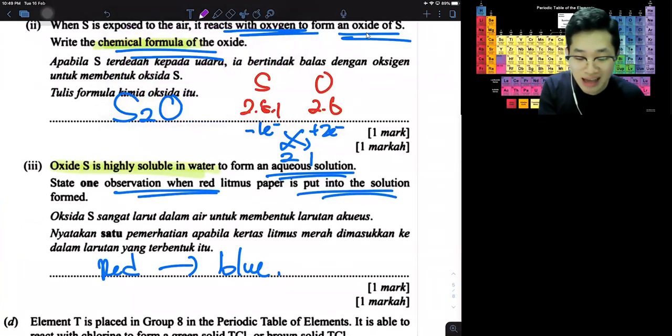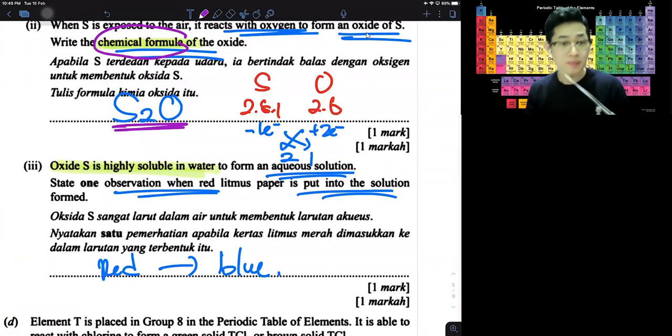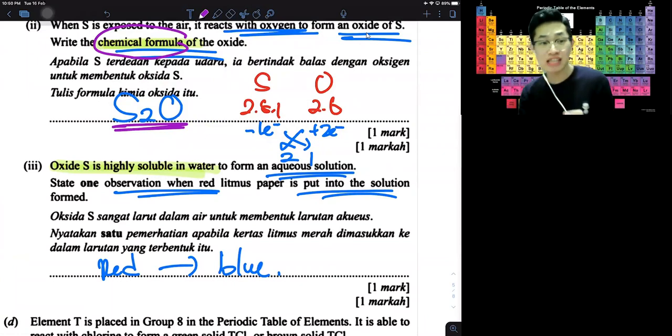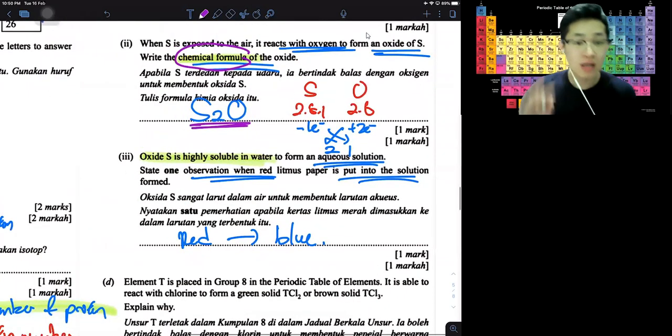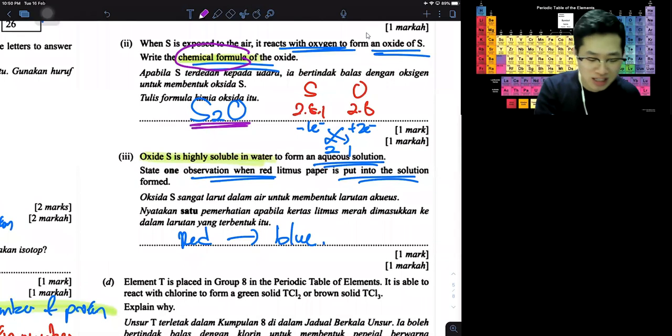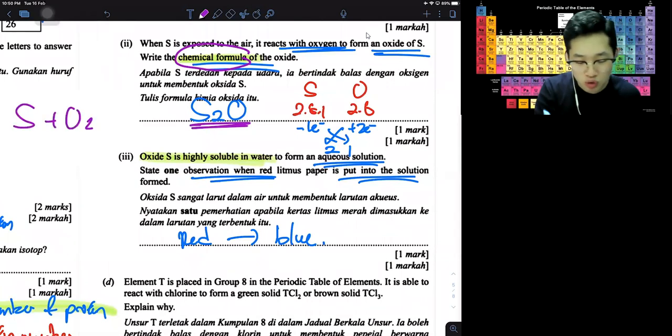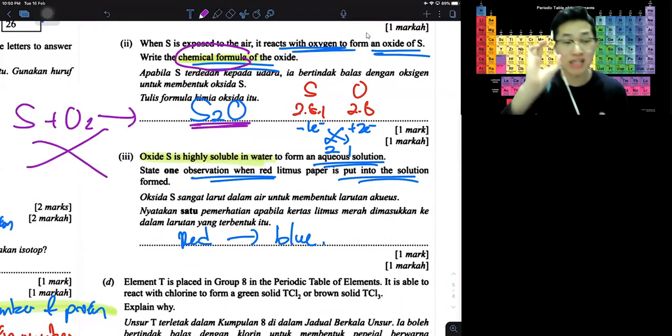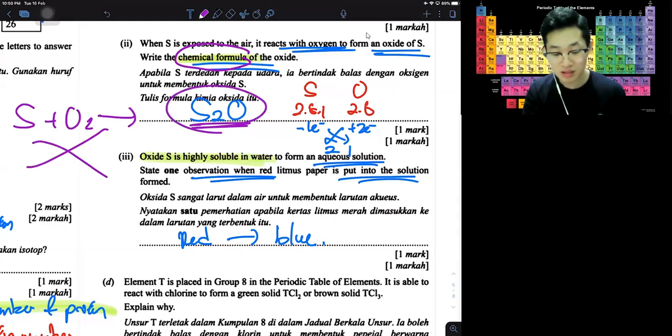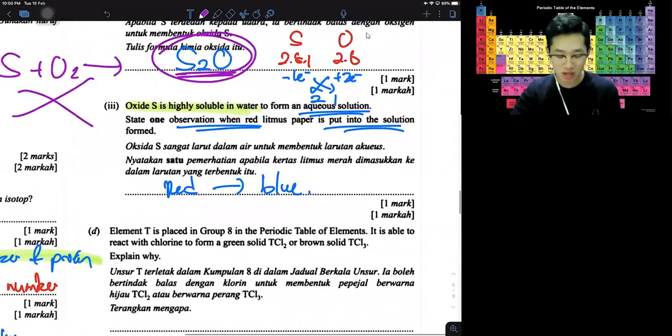By the way, guys, chemical formula is chemical formula. I forgot to mention this. Many students still write chemical equation as chemical formula. Cannot. Formula, you can't write S plus O2 like this. Cannot, straight away 0. Formula is formula. Okay, good question. Next.